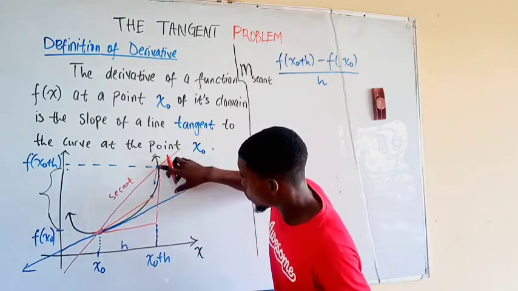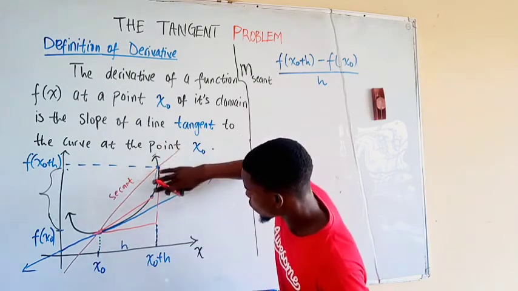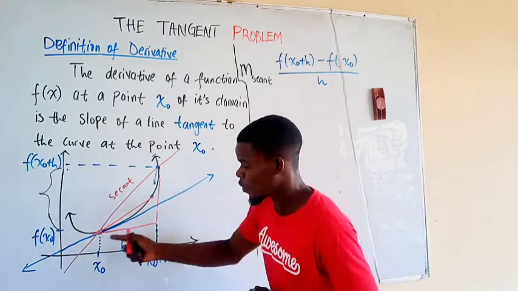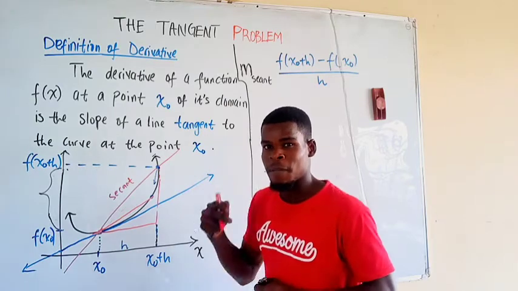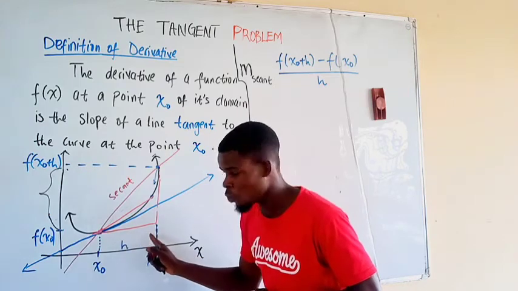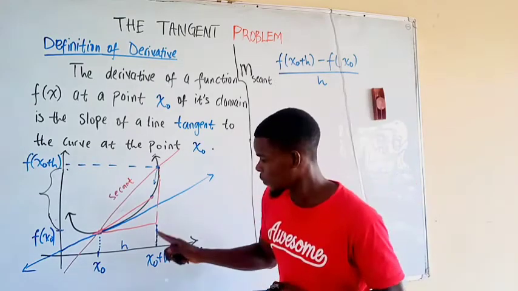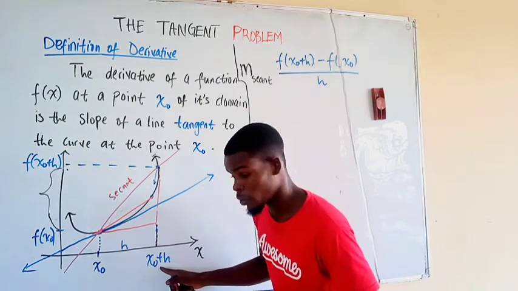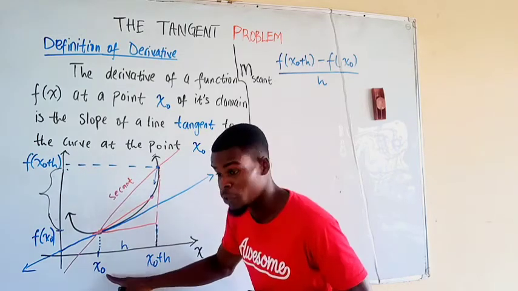As we are pushing this point closer and closer to this x0, the second line will be coming closer and closer to becoming the tangent line. That means that the slope of the second line will be becoming the slope of the tangent line if this point gets closer to this other point. If this point gets closer to this point, this horizontal distance will be getting closer and closer to 0. Because of that, this point here, x0 plus h, which is the coordinate, will be getting closer and closer to this point, x0.